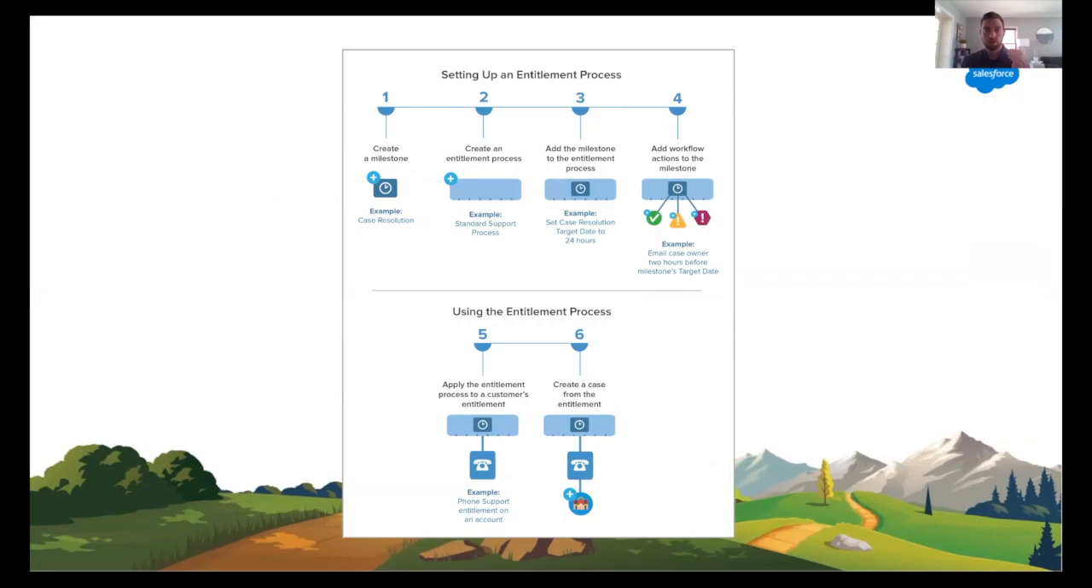Step 2 is we're going to go in and create our entitlement process. So example, standard support process. Then after we do that, our third step is we have to take that milestone we created and add it to the entitlement process. So maybe that's high priority cases have to be resolved in 24 hours. So we want to say for all of our standard phone support, we want to assign that milestone to that.